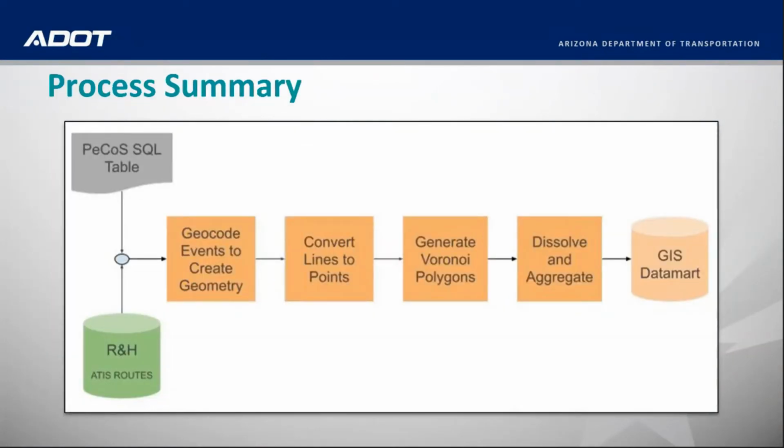This flowchart summarizes the FME polygonization process. There are two data inputs for this process, the route data set from the Roads and Highways database and the non-spatial maintenance event table from the PeCoS database. We first geocode the non-spatial maintenance event table to obtain event geometry. Once we have linear geometry, we split the lines into points because the Voronoi diagrammer requires point input. Then finally, the Voronoi diagrammer generates polygons around the points.